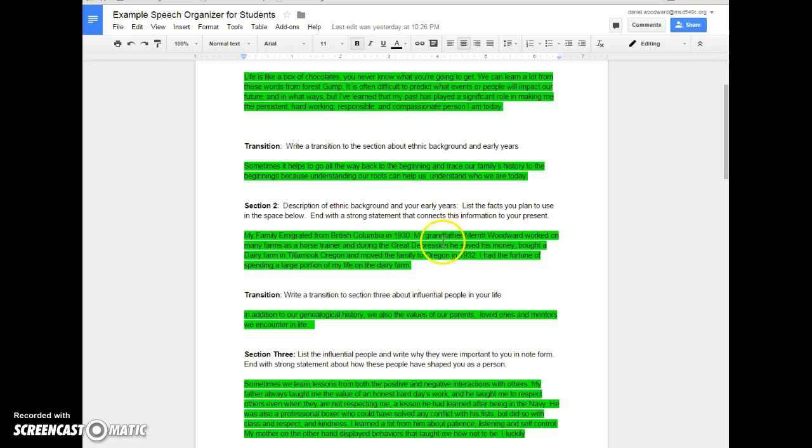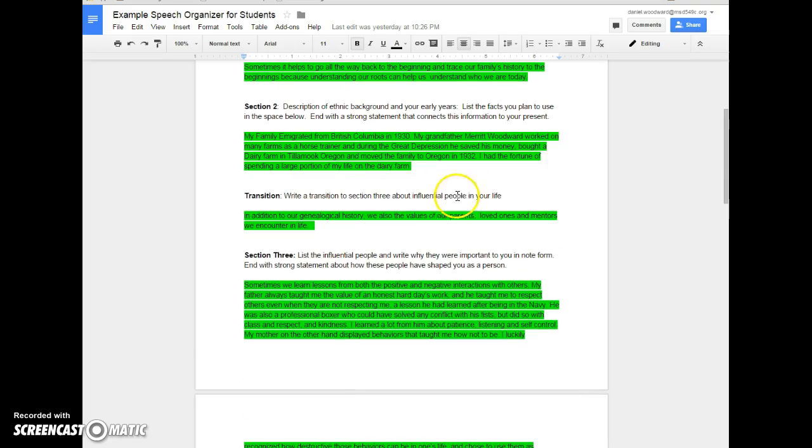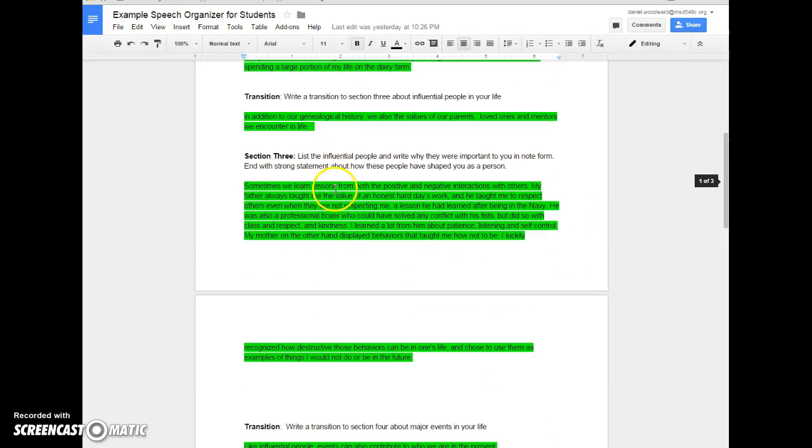And then I talk about my family immigrating from British Columbia, my grandfather being a horse trainer and a farmer, and how when they came to Oregon. So all that's in that little short blurb right there. Then I got to transition from my ethnic background into talking about influential people in my life. So I got to make another transition for that. So I say, in addition to our genealogical history, we also have the values of our parents, loved ones, and mentors we encounter in life. So that's how I move from that transition from my ethnicity into influential people.